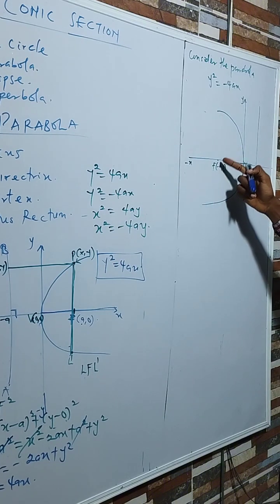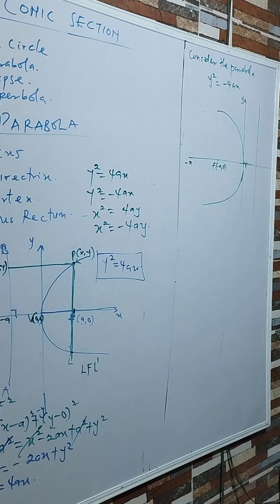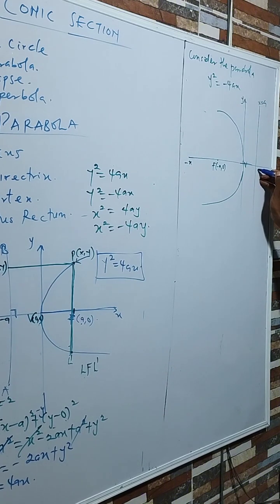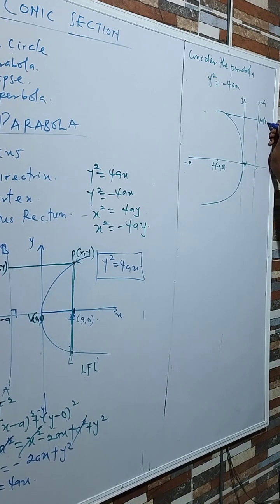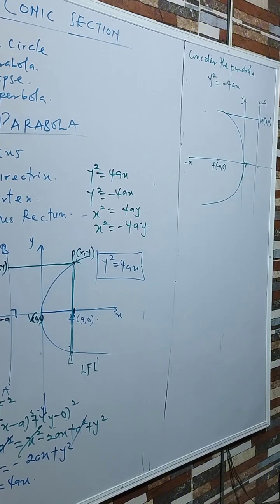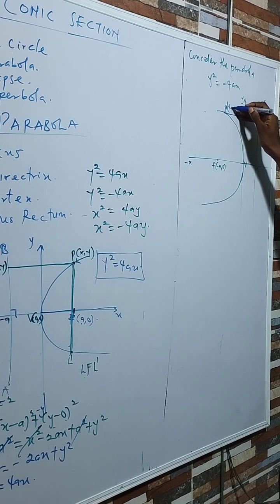The distance from the focus is equal to the distance from the directrix. So in that case, let's label this line as x equals a. At this point, we have a. I'm going to place this point here and label it as point M. So point M is (a, 0). And I have this point here as P(x, y).